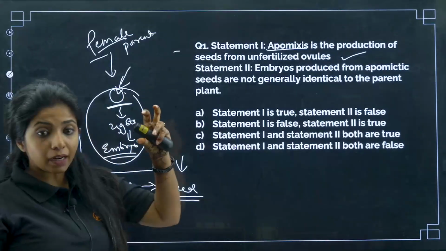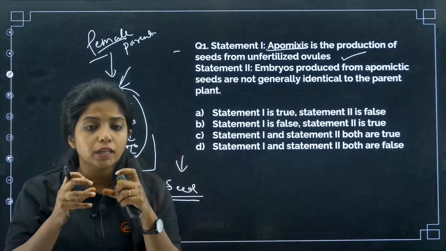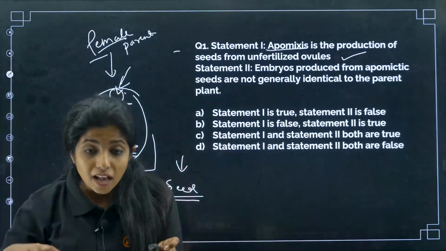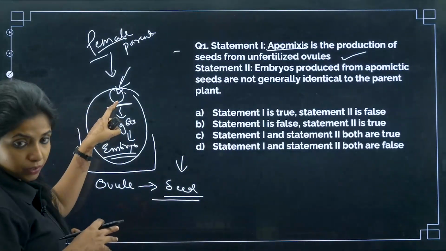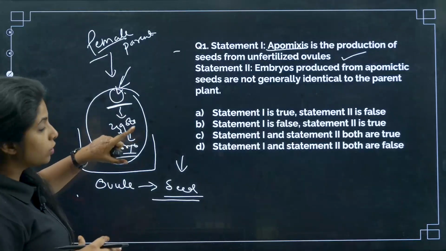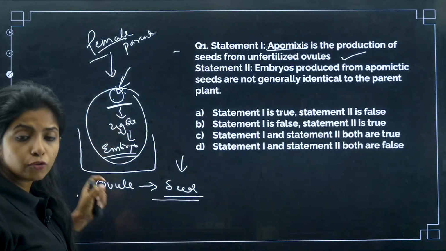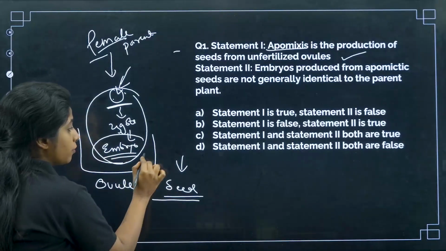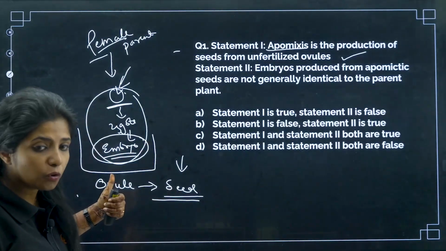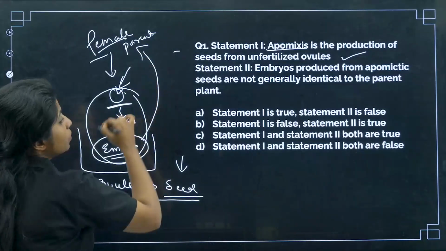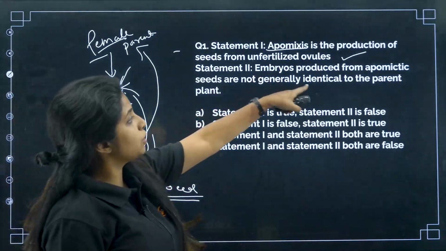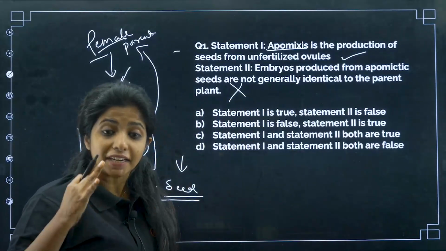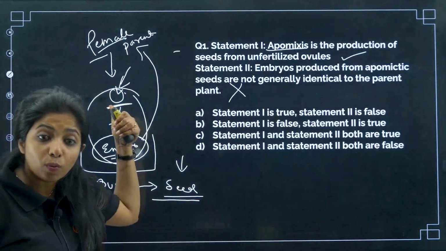When the male parent and the female parent's genetic material come together, that's when you get a new type of progeny which has the genetic material of both the parents. But here only the female parent's egg is involved, there is no fusion of gametes. So do you think the embryo which will be formed will be totally different from the parent? No, my dear children, it will be entirely similar to the parent. So the statement that embryos produced from apomictic seeds are not generally identical to the parent plant is wrong. They are identical to the parent plant. Why? Because only one parent is involved.